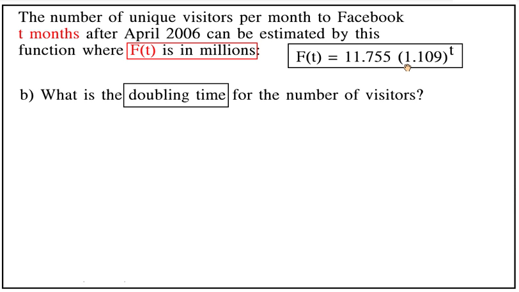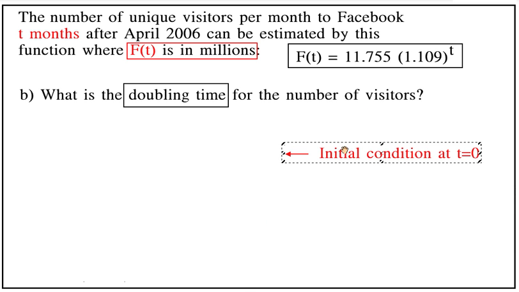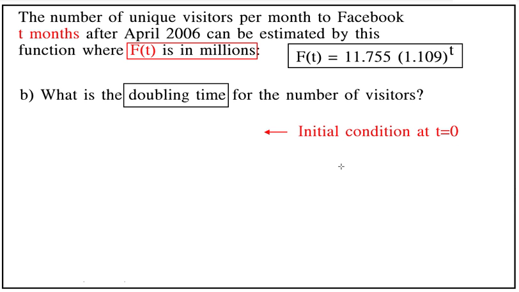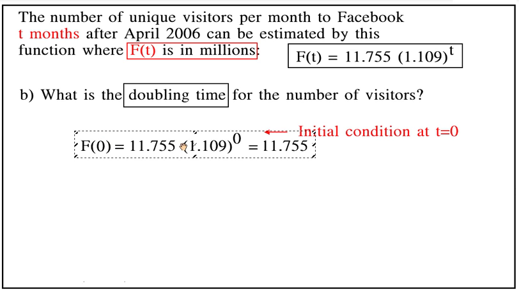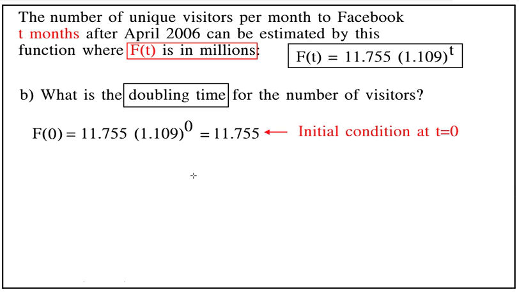And the way we're going to do that is find the initial number of visitors. In other words, what we're going to do is we're going to let t equal 0. That's where the clock got started. The initial condition was at t equal to 0. And so essentially we're going to let t equal 0 in that function, and we're going to crunch it out. And this is what we get right here.